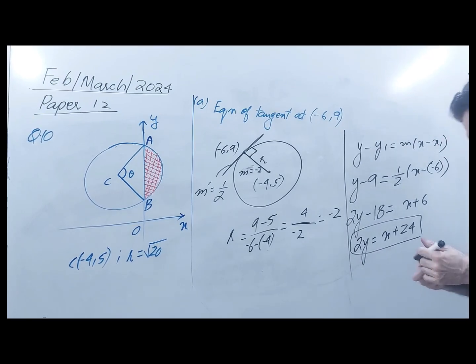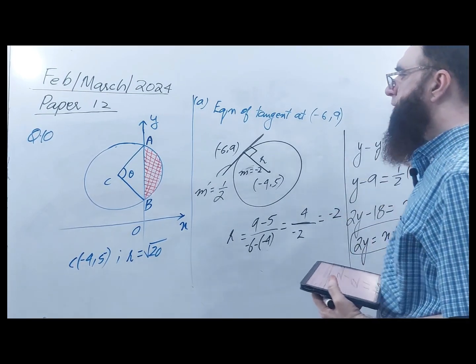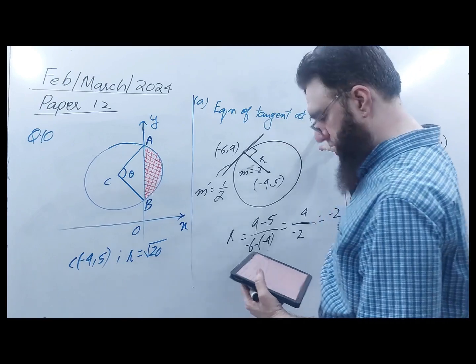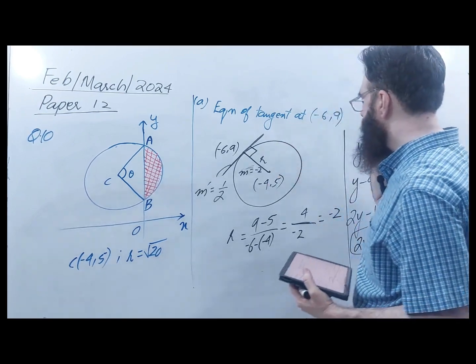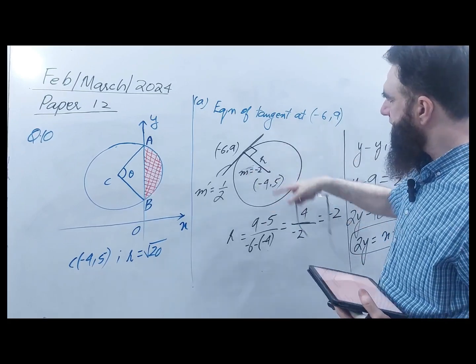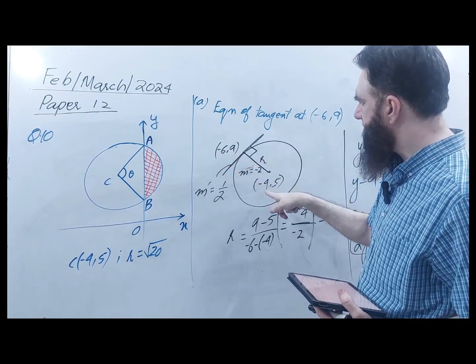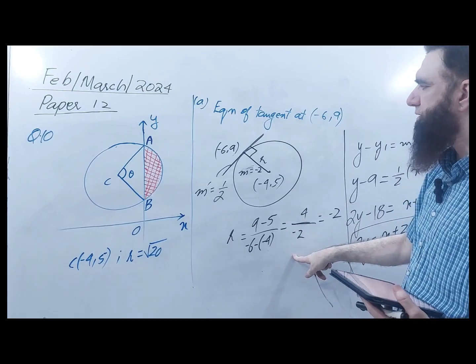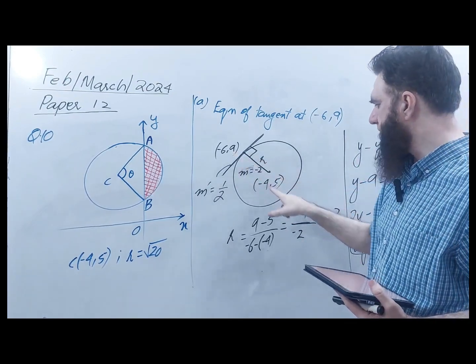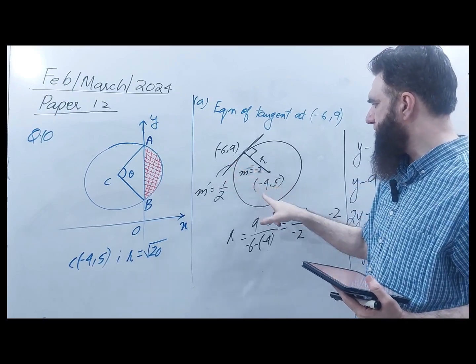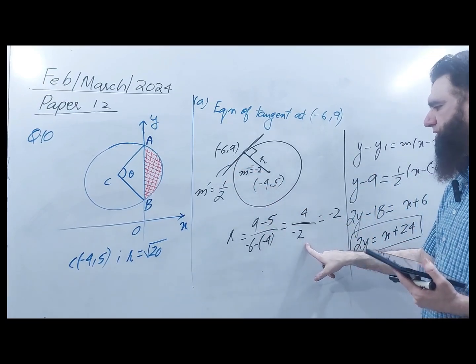You can check for numerical errors. We do it quickly. (-6, 9) is the point we are looking at, and the center is (-4, 5). The gradient you could have found by taking this x1, y1 and this x2, y2. The gradient would have been the same. You know this from your O-level knowledge and from your A-level as well. So 9 minus 5 is 4. Minus 6 minus minus 4 is minus 2.